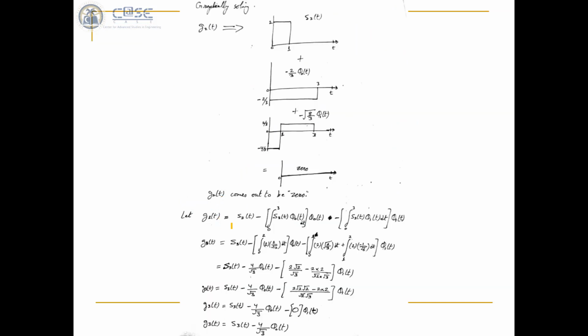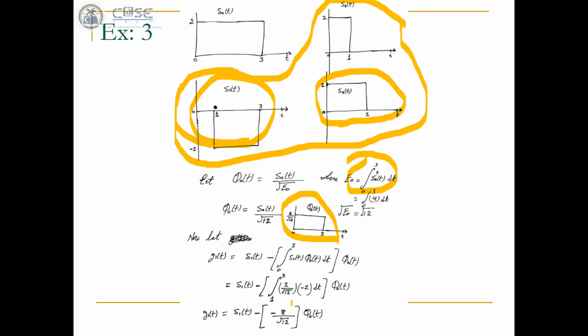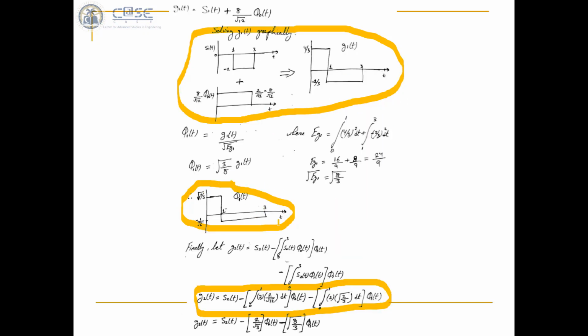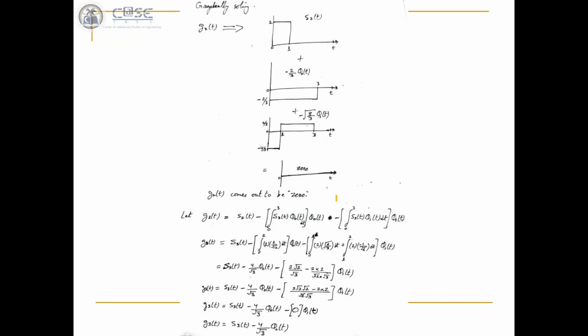Let g3 of t be equivalent to S3 of t minus the projection of S3 of t onto the previously calculated basis functions. The previously calculated basis functions were phi naught of t, this one, and phi1 of t, this one. There was no phi2 of t because in the third step we didn't come up with any new basis function, right? So we only need to subtract the projections of S3 of t onto the previously calculated basis functions, which are phi naught of t and phi1 of t.